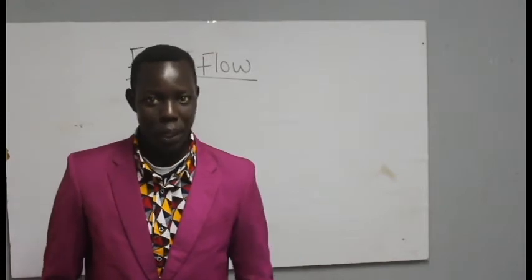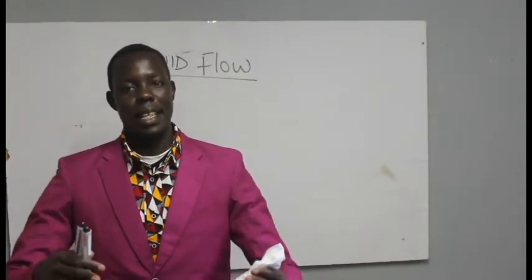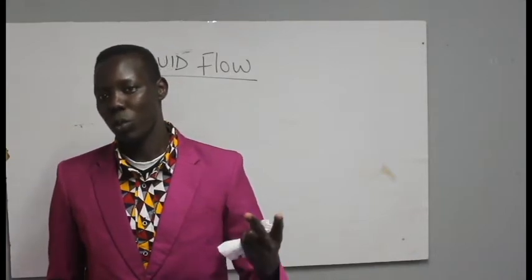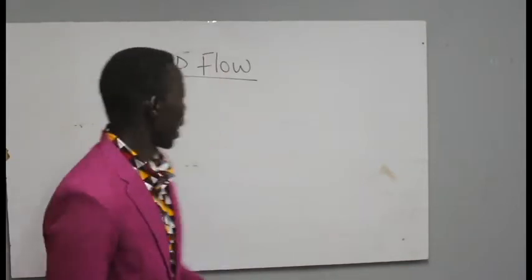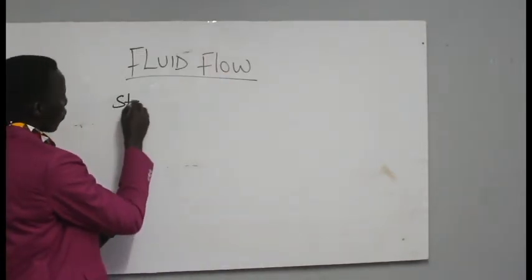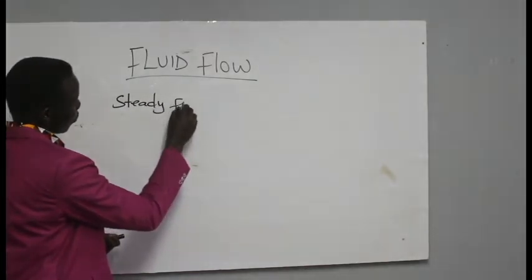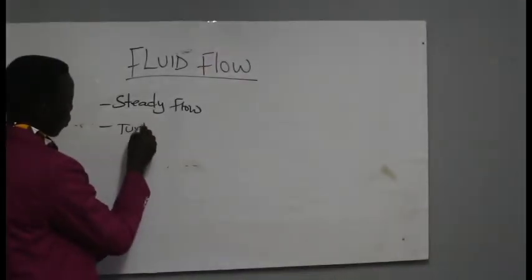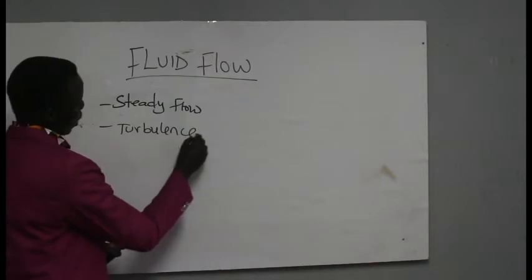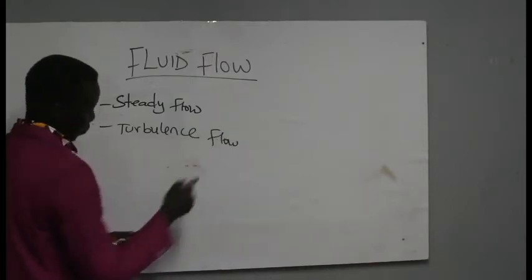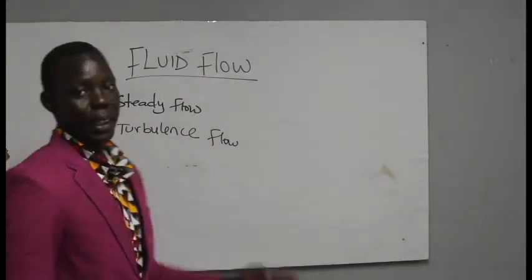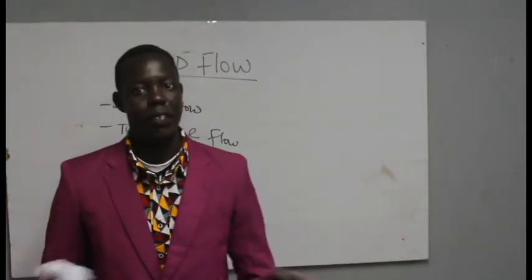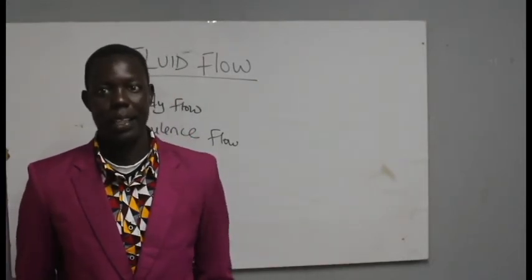Depending on how the liquid is flowing, we can categorize it into a given type of flow. We have two types of flow which we need to see right now. We have what we call steady flow. Then we have what we call turbulent flow. These are the two types of flow that we are going to check. Steady flow, turbulent flow. Even from the word steady, you will get the meaning from it.